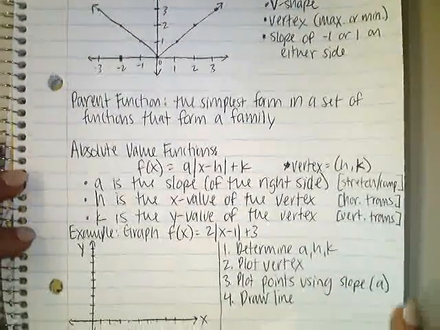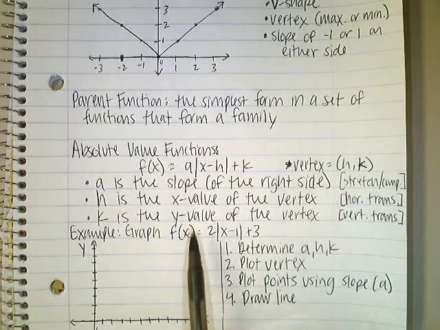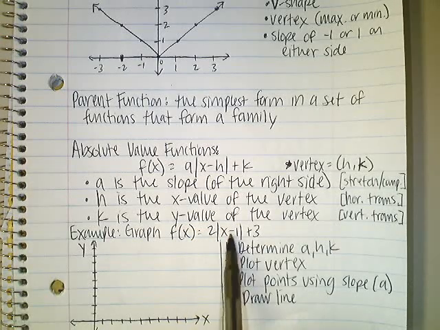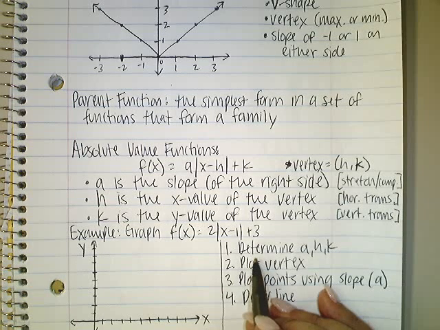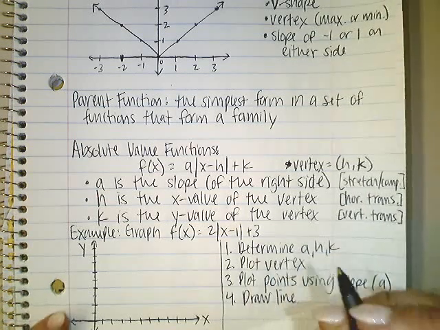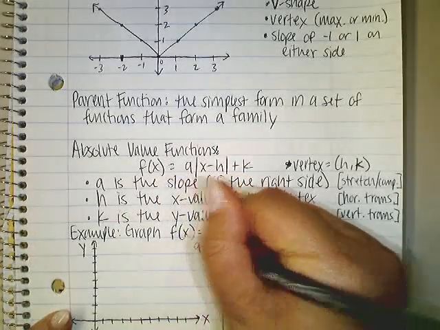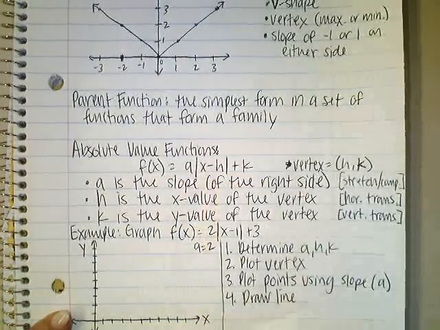So we have the example graph f of x equals 2 absolute value of x minus 1 plus 3. So the first thing I want to do is determine A, H, and K. So I'm going to do this off to the side here. A, I can see is 2.